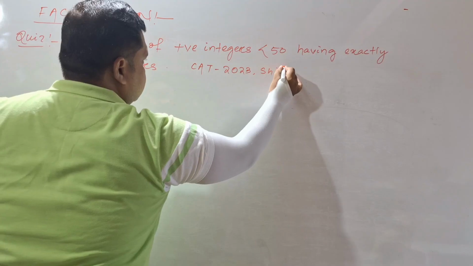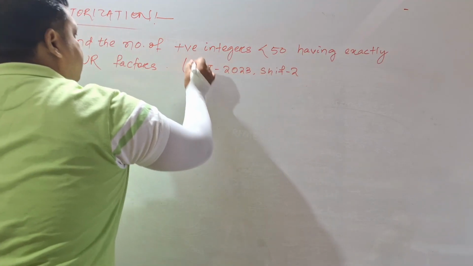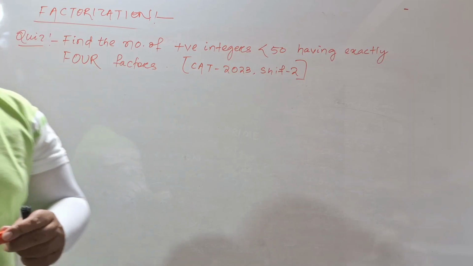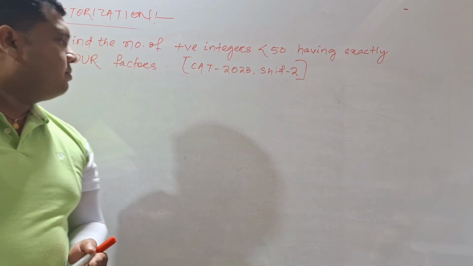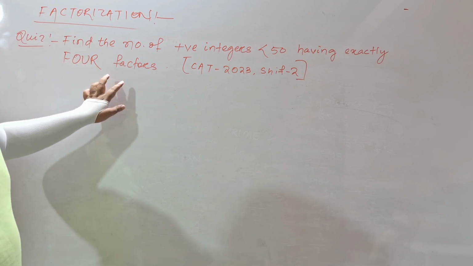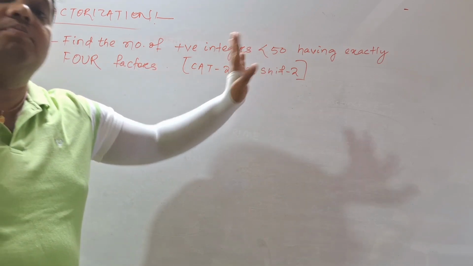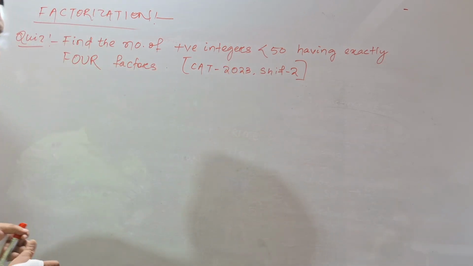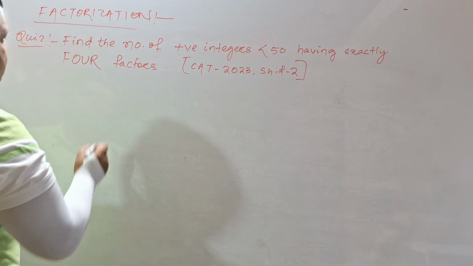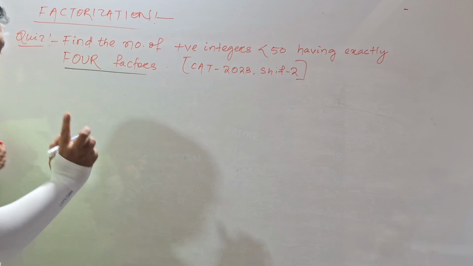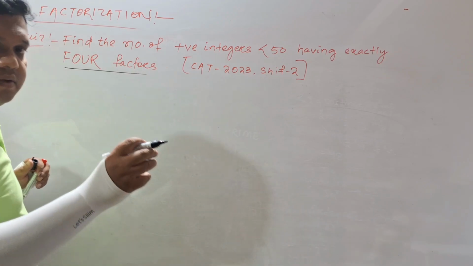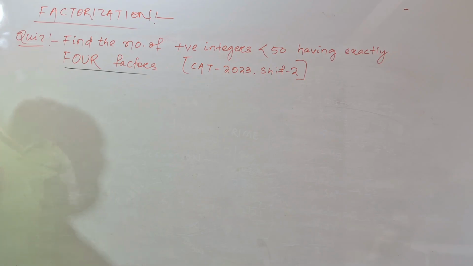Very easy. 2023 shift 2 question. Find the number of positive integers less than 50 having exactly 4 factors, or they can ask you having exactly 2 factors other than 1 and the number itself. In that way also they can ask you. Acha, how many of the numbers are there which have 4 factors? Now 2 cases are there. You first think, okay, take a pause and try, then check my answer.